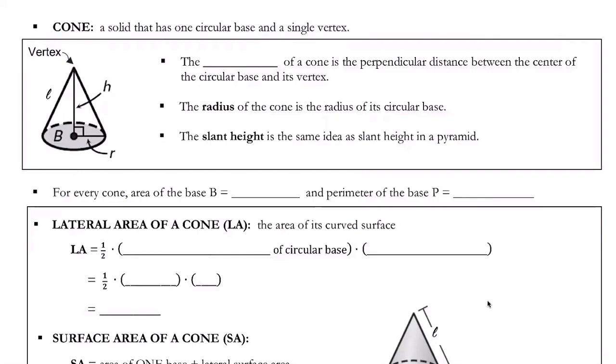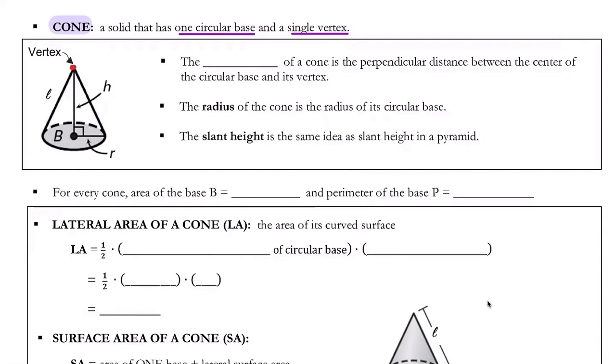This is the continuation of lessons 11.3 and 11.5 on surface area and volume. This is about cones. The definition of a cone: a solid that has one circular base and a single vertex. It looks kind of like a cylinder in terms of the base being a circle. However, it's more like a pyramid in terms of how it comes up to a single point at the top. That point is called a vertex.